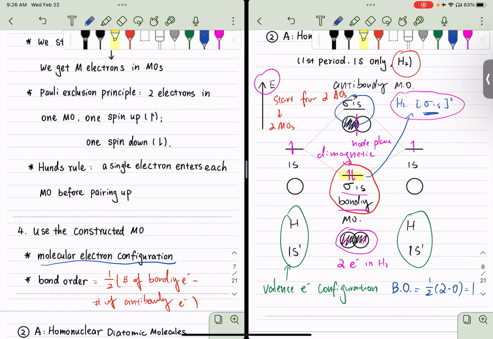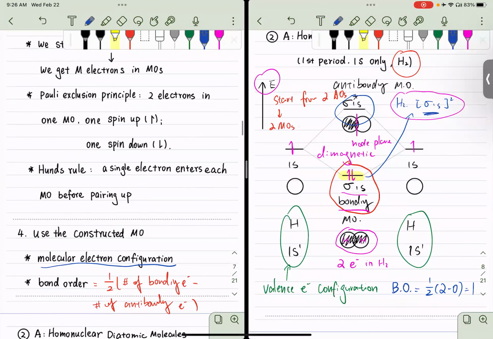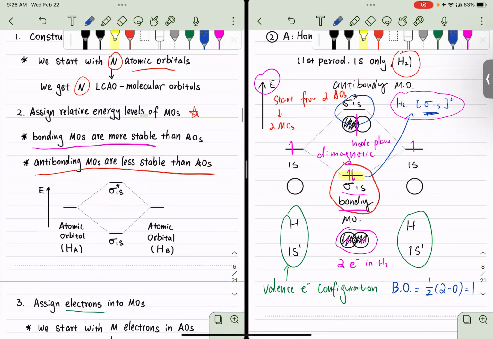Okay, and I see one more question in the chat. It reads, if sigma 1s is constructive, how does it have less energy than sigma star 1s? Yes, that's a good point. Here, remember, we have 2 different ways for the interference to take place. The constructive interference gives bonding MOs, or our sigma 1s. It is lowering energy. So all bonding MOs are lower in energy compared to your starting atomic orbitals.